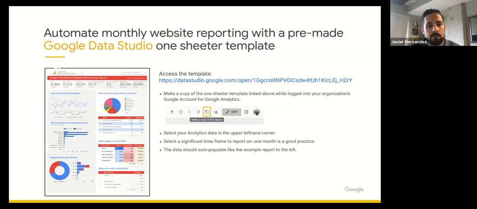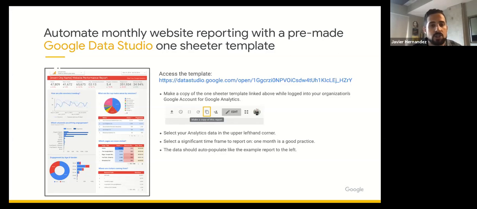Now, to make things even easier, we've also created a Data Studio report template to help you pull the most relevant and helpful information about your website. So if you want to have an easy to pull one pager that you can present to other members of your team, or to help you track the performance of your website, you can use this template to build that report. This is a completely free resource that's available to anyone.